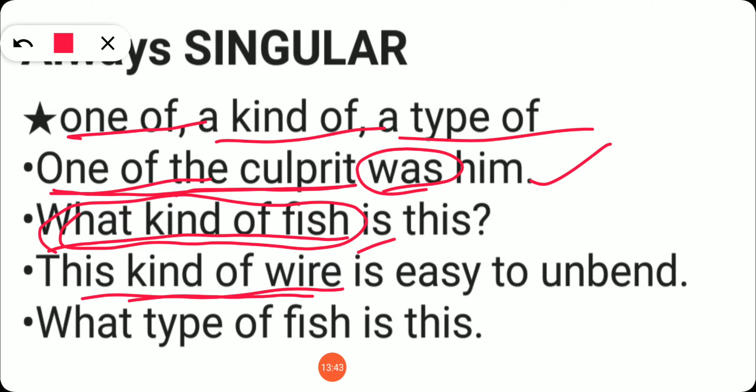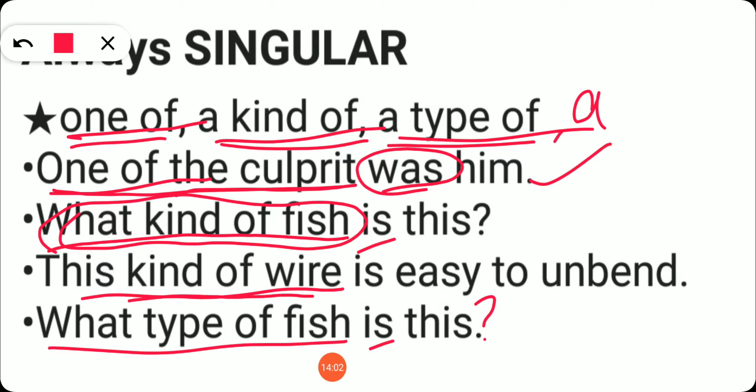Next, what type of fish is this? So here, what type of fish is the subject. Is is a singular auxiliary verb. So all this should be followed by a singular verb. See, one thing in this is, in the one of, a kind of, a type of, then a sort of. All this will be more or less the same meaning.